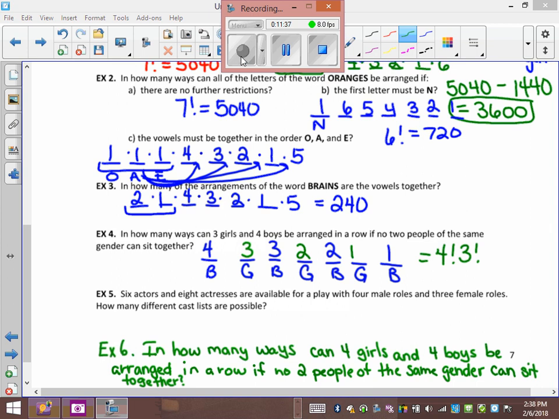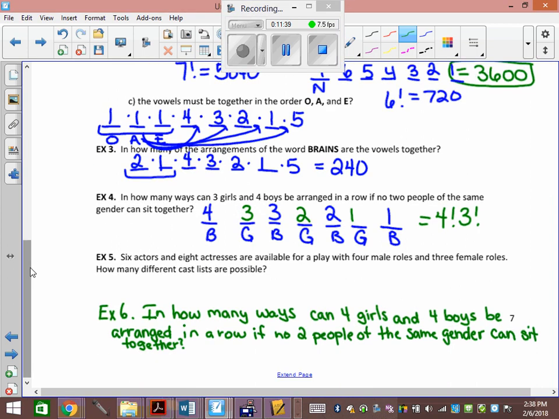Six actors and 8 actresses are available for a play with 4 male roles and 3 female roles. So we have 4 male roles, and then we have 3 female roles. And it has the word and, so we're going to multiply them, correct? Because if not, you're saying I want the 4 male roles or the 3 female roles. Is that what you want? No, you want both, so you have to multiply.